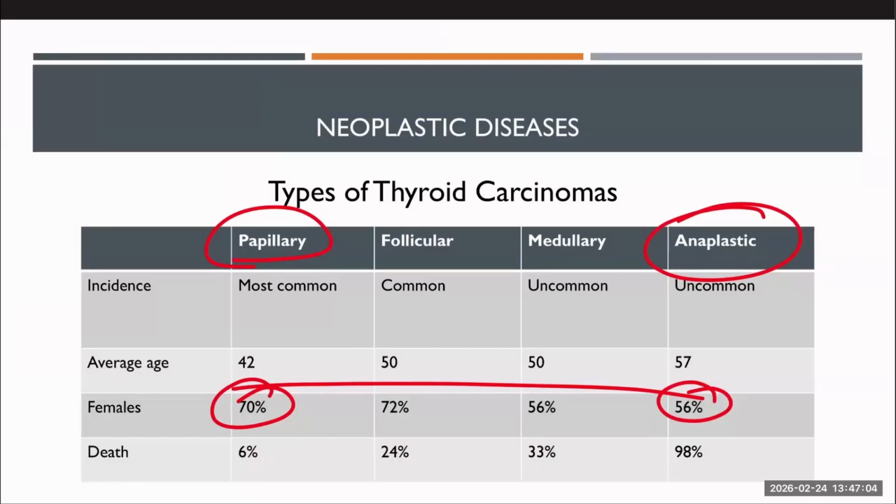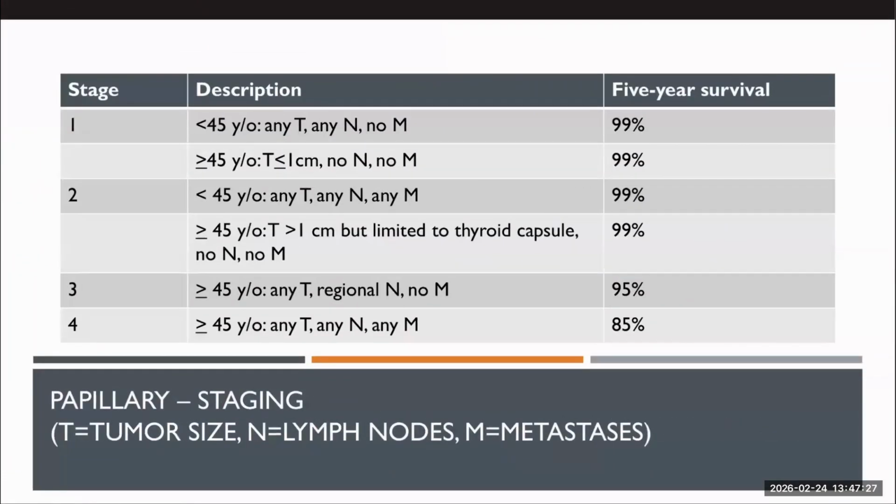Then you look at the death rates. 6% for papillary, but look at the anaplastic one, the more severe ones, you're up to 98% for anaplastic. But again, the majority of them are going to be papillary, which is non-cancerous. But of the remaining ones that are anaplastic, 98% of the anaplastic patients will pass away, unfortunately. This is also looking at our 5-year survival rate.